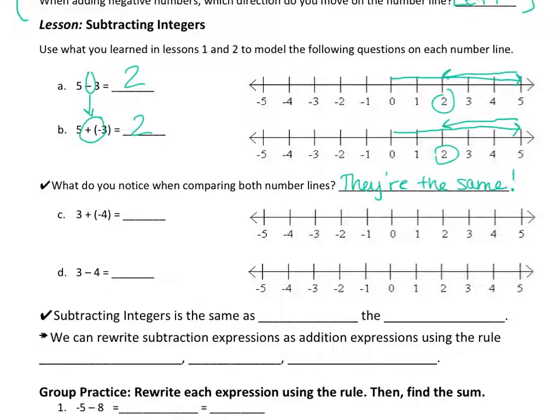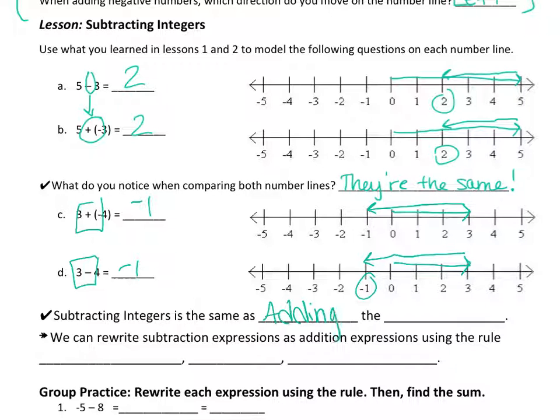Letter C, 3 plus -4. You start at 0, you go to 3, and then you're adding -4. Remember, when you're adding a negative, you're going to the left. 1, 2, 3, 4. You end up with -1. Let's try subtracting. Letter D, you start at 0, you go to 3. Subtracting 4. 1, 2, 3, 4. You go back, still at -1. Again, same thing, adding a negative is the same as subtracting. So subtracting integers is the same as adding the opposite.